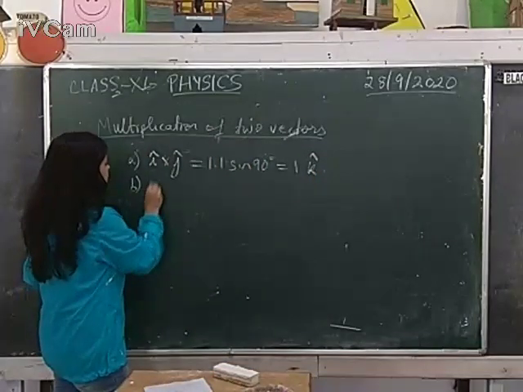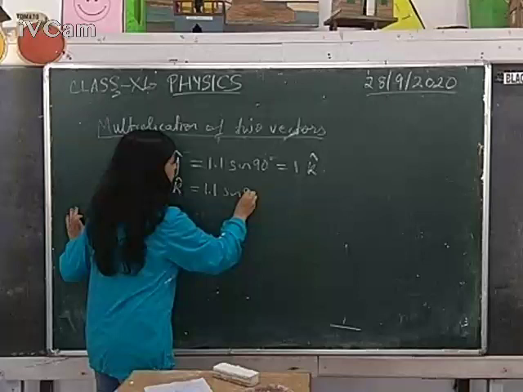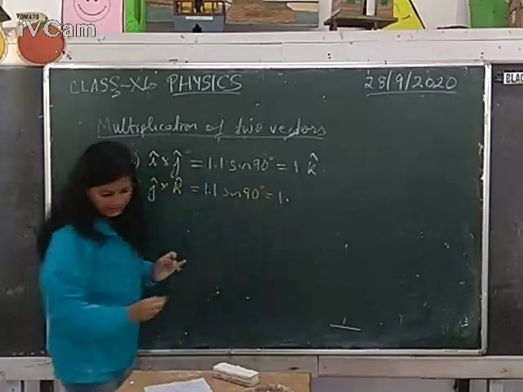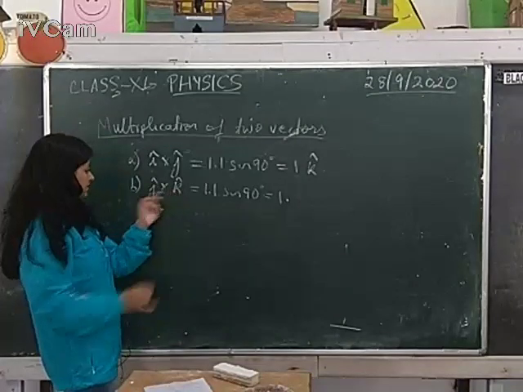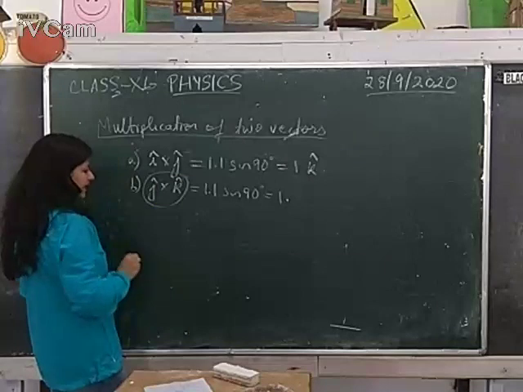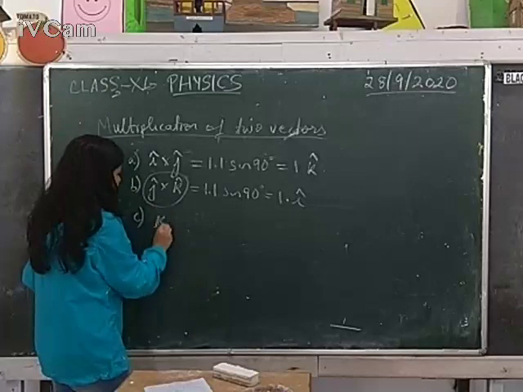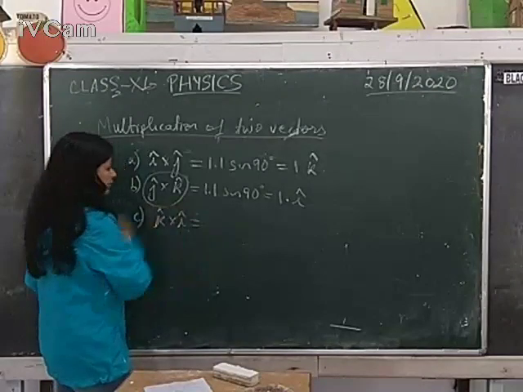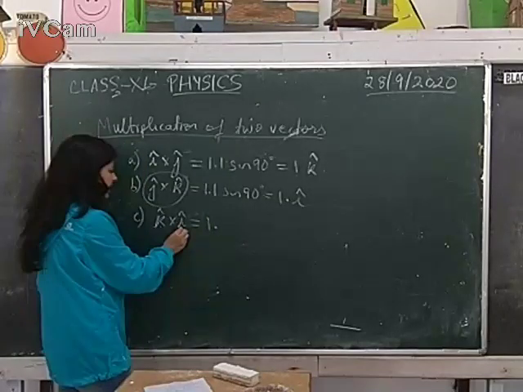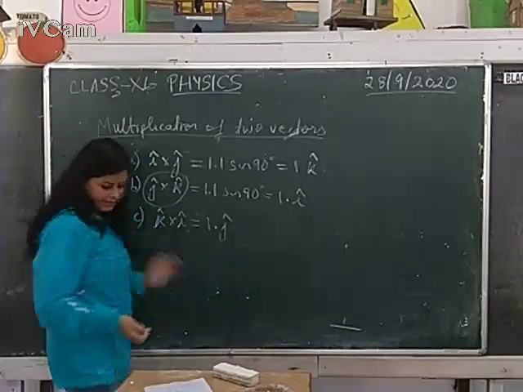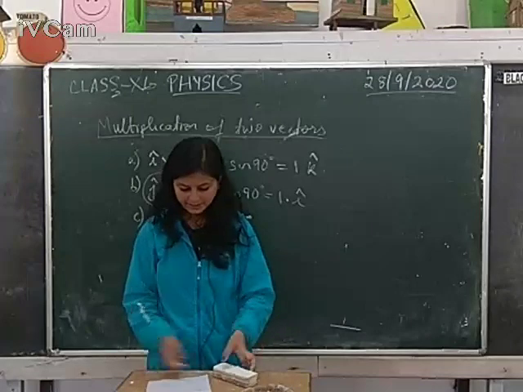Likewise, J cross K will be equal to 1 into sine 90, that is equal to 1, but along the direction perpendicular to the plane containing J and K, it is nothing but I. And lastly, K cross I will be equal to 1 into the direction perpendicular to the plane containing K and I, which is nothing but J. So this is how you find the product of orthogonal vectors.